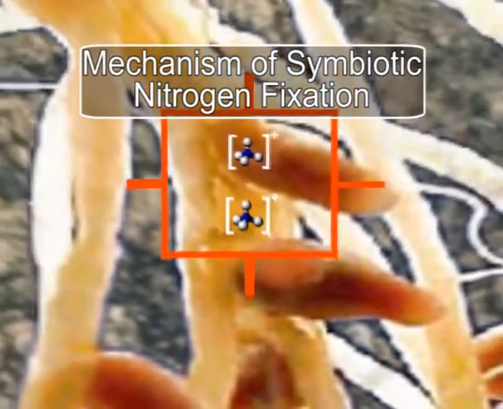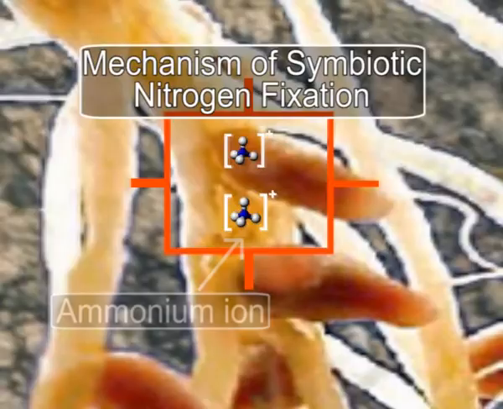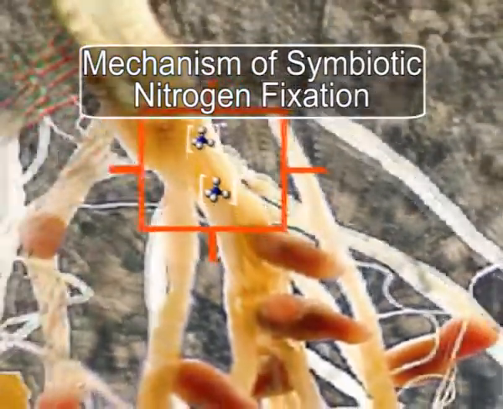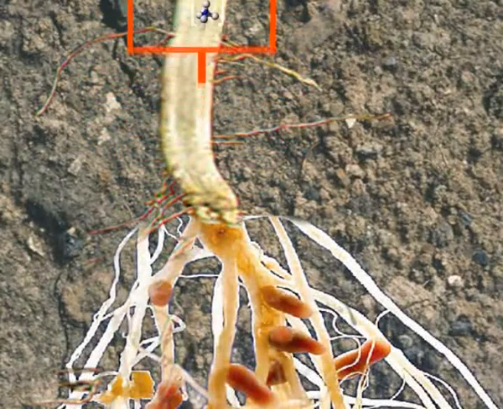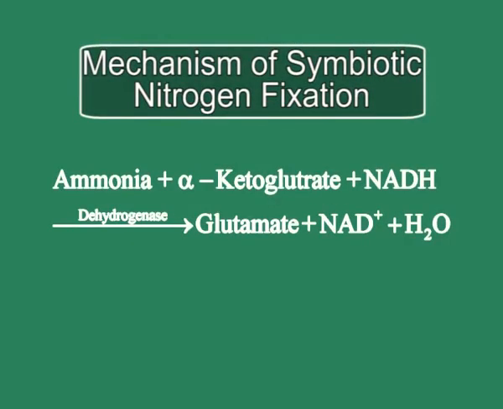In most of the cells, the ammonium ions are transformed into amino acids and then translocated through vascular tissues to other parts of the plants. The reaction is shown here. Ammonia plus alpha ketoglutarate plus NADH in the presence of dehydrogenase gives glutamate plus NAD+ ions plus H2O.